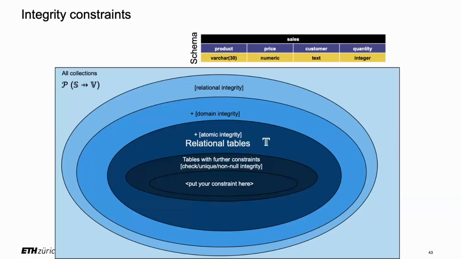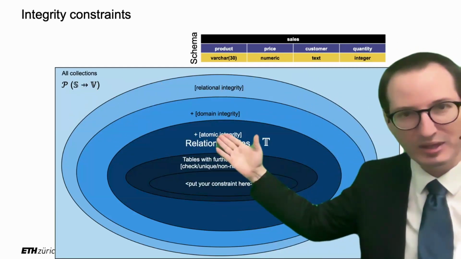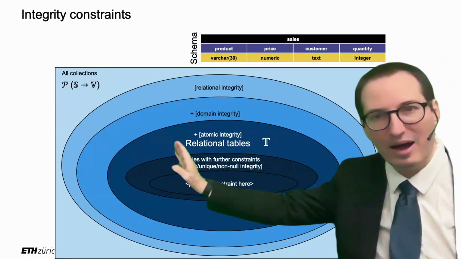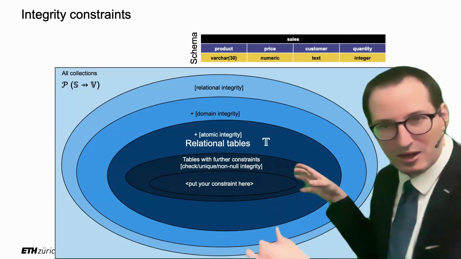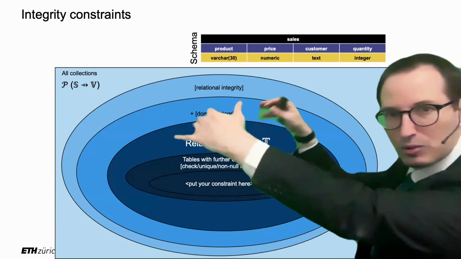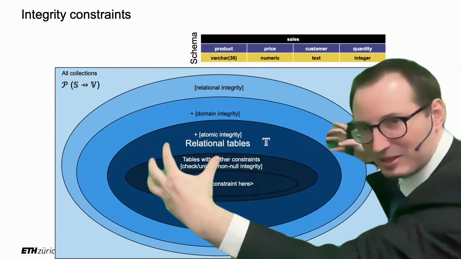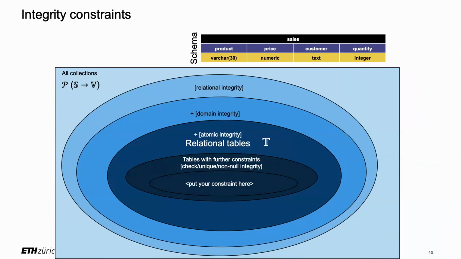And so the idea is really that this is a Venn diagram that we have this big rectangle outside has the set of all possible sets of tuples that you can have. Then you add relational integrity, you add domain integrity, you add atomic integrity. So here you have all the relational tables. And then you might add a schema and further constraints like check, unique, non-null, and so on. So you further constrain. So that would be the multiverse containing any possible sets of tuples, and then you reduce with constraints to restrict what you can have.